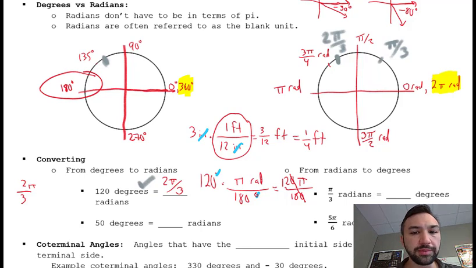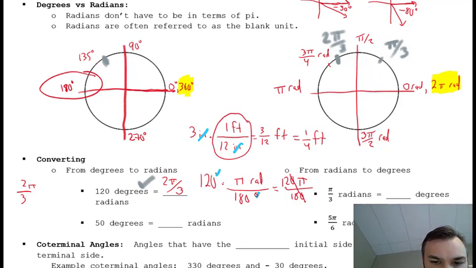Okay, so let's do another one. If I wanted to convert 50 degrees to radians. The only time I see students struggle here is occasionally they'll switch up which one's on top. They'll say 180 over pi or pi over 180. They have a hard time remembering which is which.